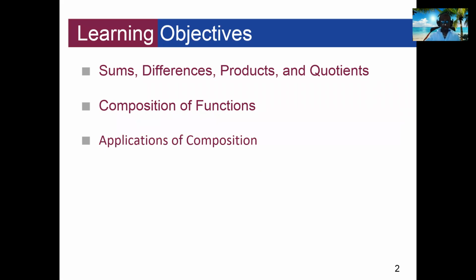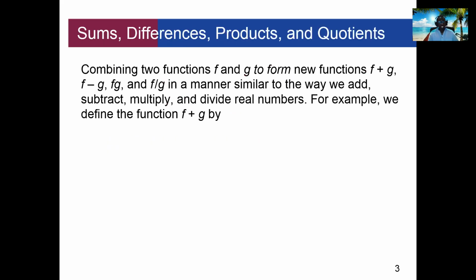So if we have two functions, we can find the sum, the difference, the products, and then also the quotient of that, and then also their respective domains. If we have two functions, say f and g, we can form new functions, say f plus g, or f minus g, f times g, and then f divided by g, in the same manner in which we add, subtract, multiply, and divide real numbers.